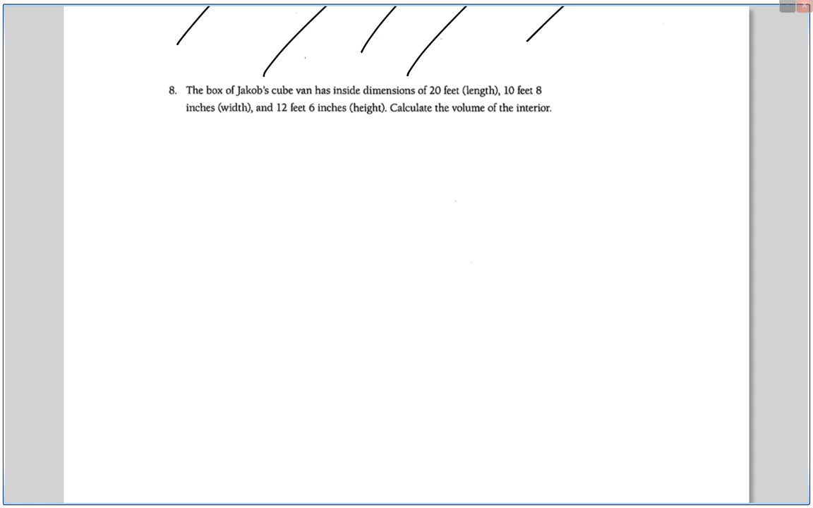Okay, the box of Jacob's cube van has these inside dimensions. Calculate the volume of the interior. One of the dimensions is 20 feet. The other dimension is 10 foot 8 inches. So we have to convert that to a single unit. Let's convert this 8 inches: 8 divided by 12. I'm getting 0.666666, so that's 10.67 feet after rounding.